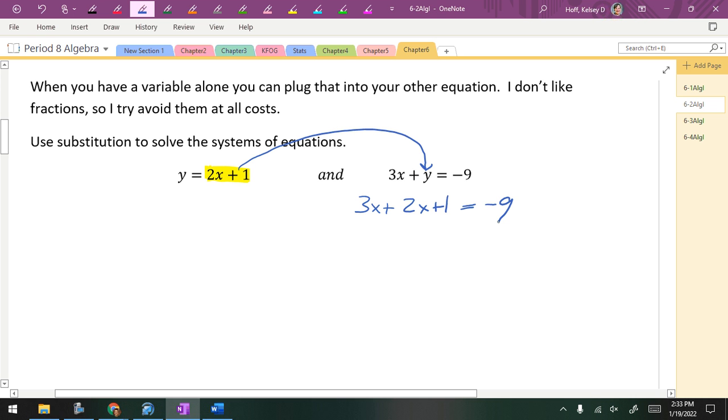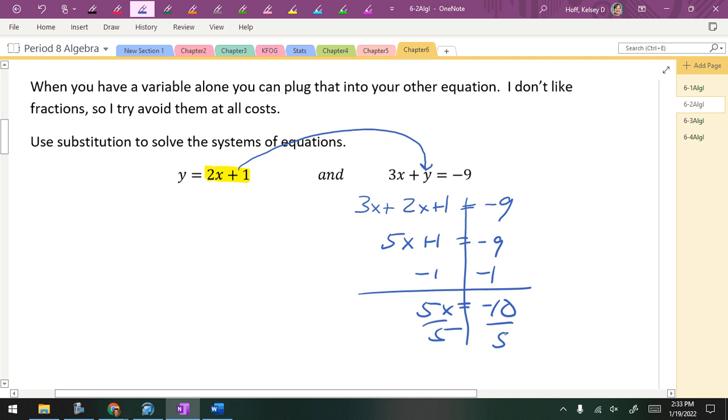Okay, so I swapped y out. Why is that a benefit for me to swap y out? Caden? So then you have an easier problem to work with. What makes it easier? That you have no y variable. You're down to one variable. You guys can go back to chapter 2 and solve this, right? What's my first step to solve for x? 3x and 2x gives me 5x plus 1 equals negative 9. Minus 1, 5x equals negative 10. Divide by 5. x equals negative 2. Are you done?